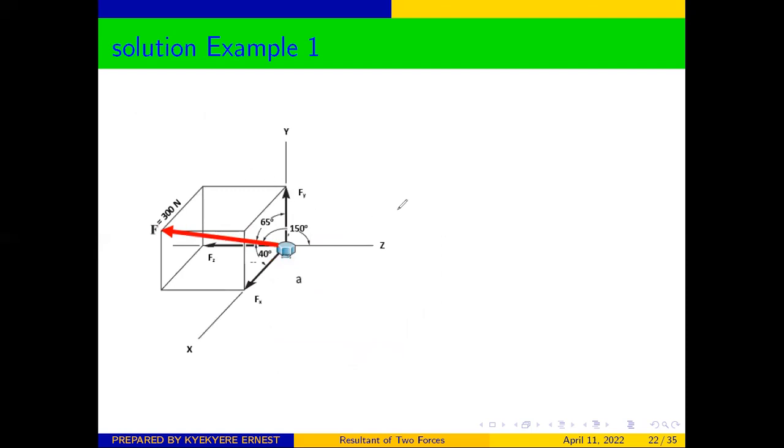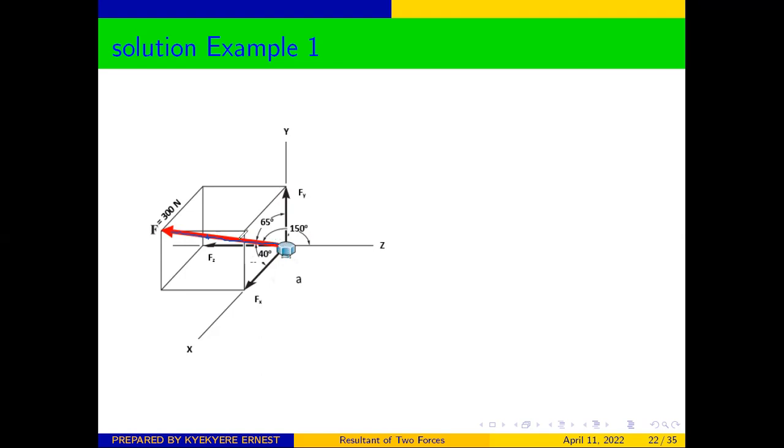Solution. We have been given this problem, and in this case, we have a single force. This is our force. And then we are asked to resolve this force into components. So just as you have seen, the object is three-dimensional. The object there is a three-dimensional object, and we have a force. So it means that our force will also be three-dimensional.